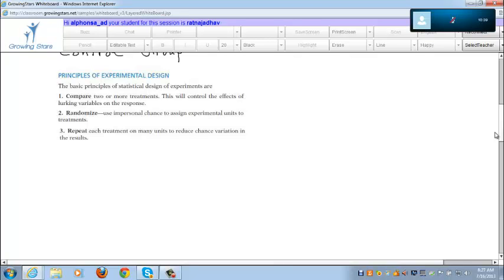And then randomization. Use impersonal chance or probability to assign experimental units to treatments. Then repeat. Repeat each treatment on many units to reduce chance variation in the results. If you give a pill to maybe 4 people and a placebo to another 4 people, and you observe good results for the pill, that doesn't mean the pill is good. You only applied it to 4 people, so the positive response may have been due to chance too. So we should apply it to a large group, as far as possible.